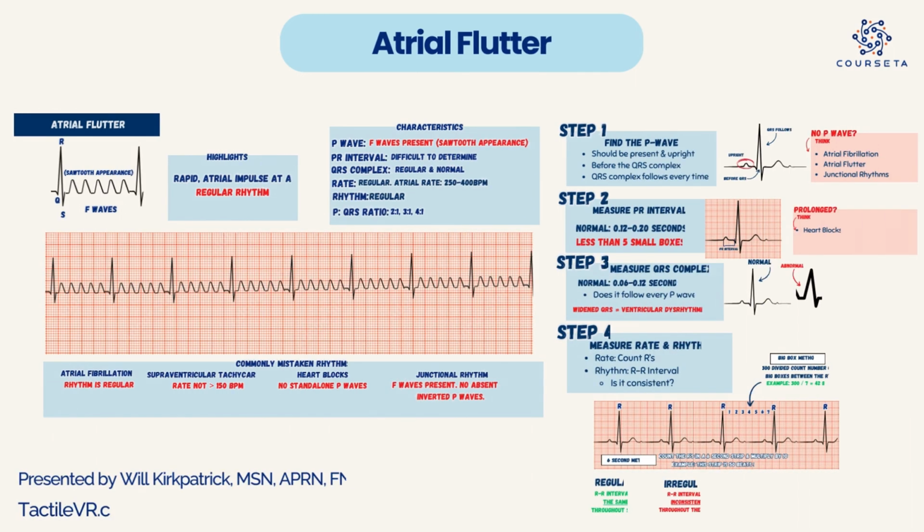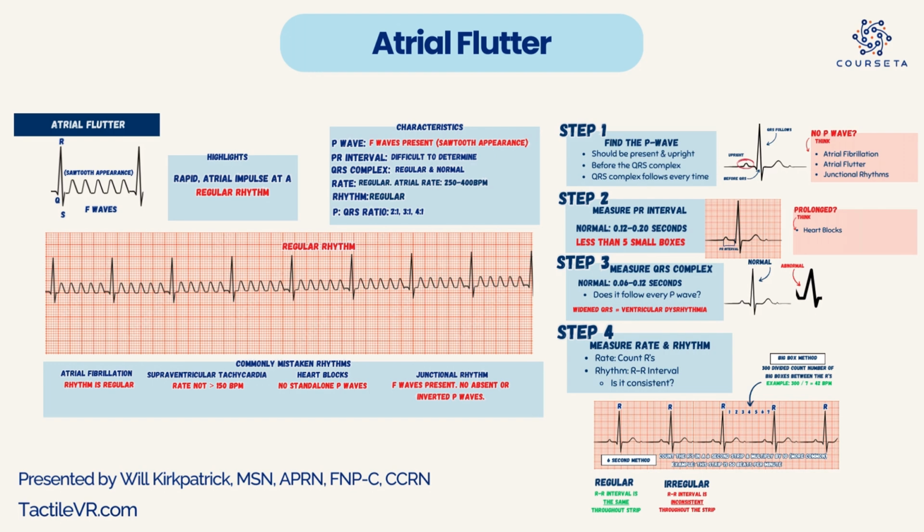Now moving on to the atrial flutter. Now some people can get atrial flutter and atrial fibrillation confused, but there's a very distinct difference here. As we talked about, atrial fibrillation is a highly irregular rhythm, while atrial flutter is actually a regular rhythm. So it's not irregular at all. The R-to-R intervals are consistent.